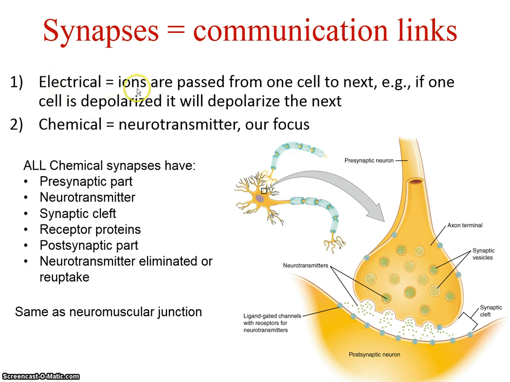So I say here, with electrical synapses, ions are passed from one cell to the next. If one cell is depolarized, it will depolarize the next. That's a relationship. The chemical, so we talk about electrical-chemical communication, is the neurotransmitter. We're going from an electrical change to a chemical change, and then again to an electrical change once we bind. All chemical synapses have a presynaptic part, a neurotransmitter, a synaptic cleft, the space between the two, receptor proteins, a postsynaptic part, and the neurotransmitter is eliminated or taken back up.